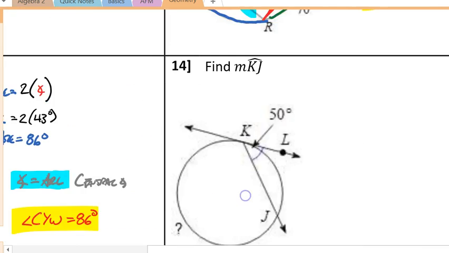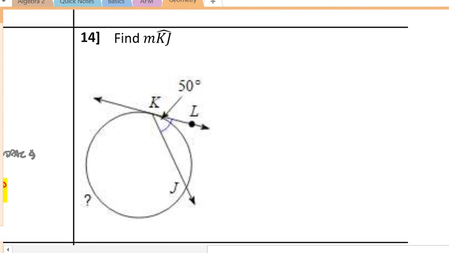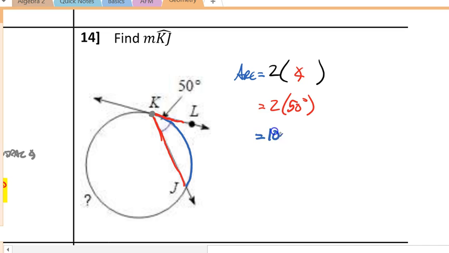Okay. Question number 14. Once again, we are seeing that we have an angle measure that lies on the circle. So that means that if I extend this angle out, the arc that it intercepts is equal to twice the angle measure. So once again, the arc is equal to 2 times my angle measure, working out. So that means that this is equal to 2 times my 50 degrees, or my arc is equal to 100 degrees. So this is 100 degrees.